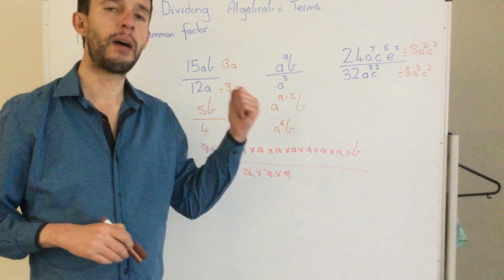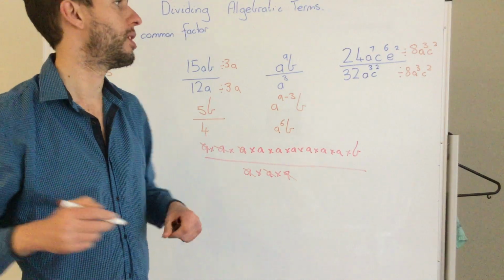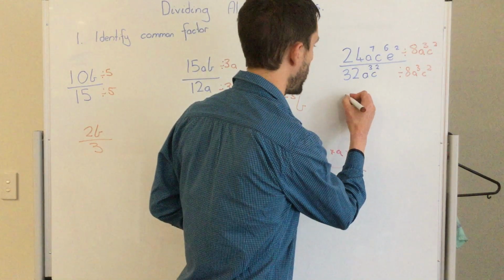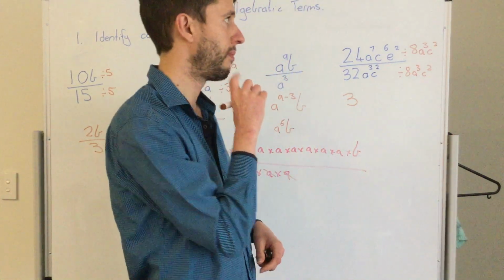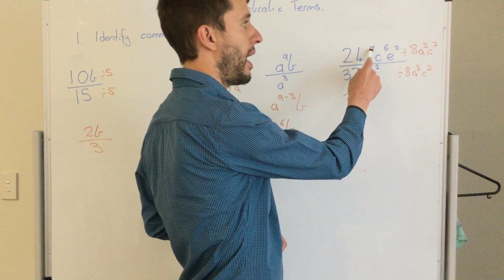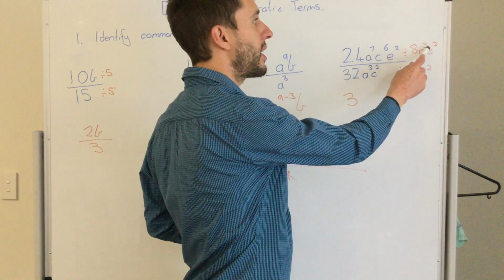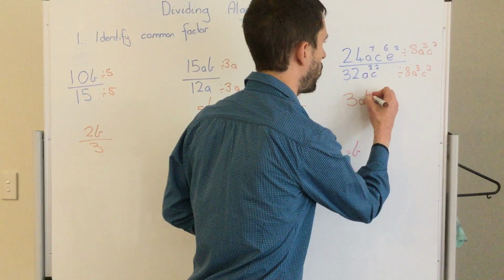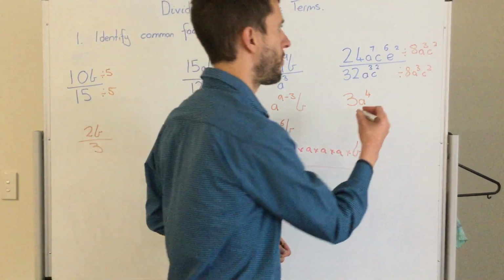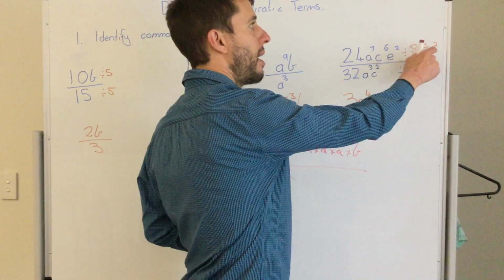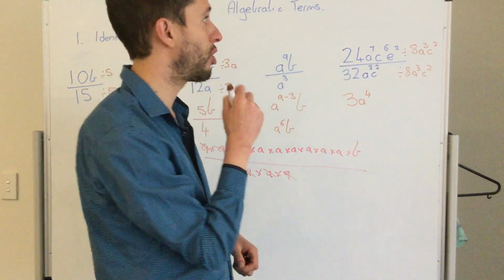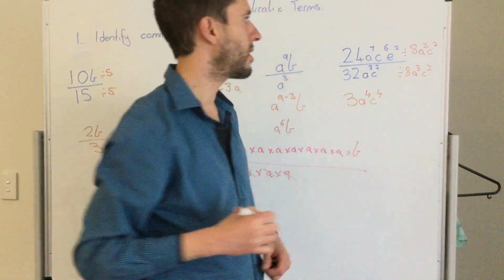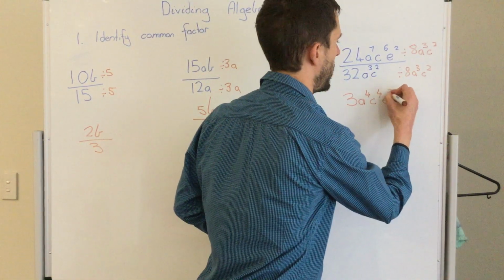Let's start with the numerator and then we'll go to the denominator. So 24 divided by 8 equals 3. I've got 7 a's, I'm taking 3 a's away. 7 take 3 equals 4. So a to the power of 4. 6 c's, and I'm going to be cancelling out 2 of them. So 6 take 2 equals 4. So I've got 4 c's left over. And then e squared.